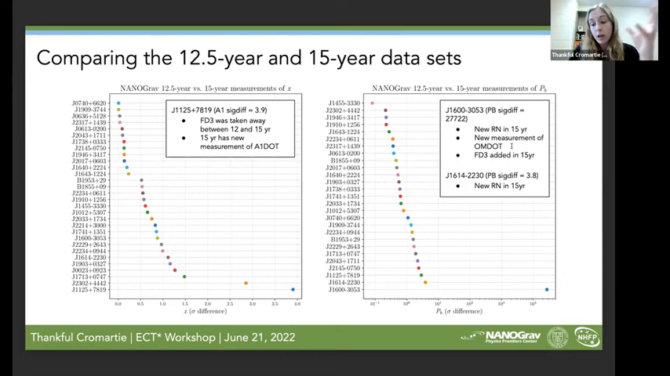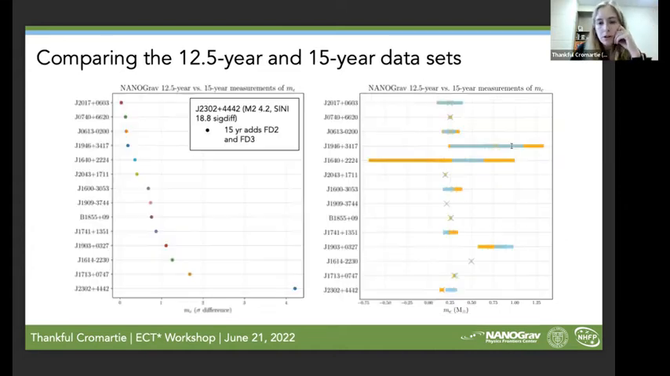And so a lot changed in that pulsar's timing model between the 2 data sets. We also introduced red noise into the model for 1614. This created a slightly high sigma difference in the binary orbital period measurement. Okay, so we also do this for the companion mass, these Shapiro parameters, right? So companion mass and inclination angle.